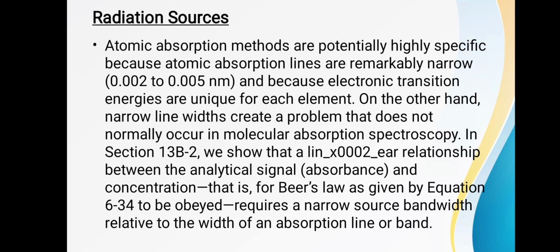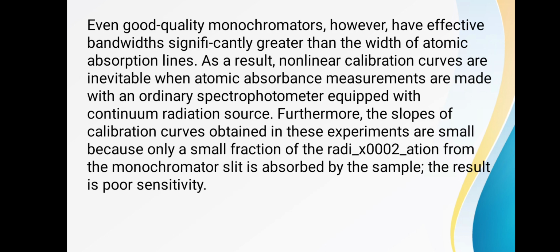In the section we show that a linear relationship between the analytical signal and concentration, that is Beer's law, as given by the equation, requires a narrow source bandwidth relative to the width of an absorption line or band. Even good quality monochromators, however, have effective bandwidths significantly greater than the width of atomic absorption lines. As a result, non-linear calibration curves are inevitable when atomic absorbance measurements are made with an ordinary spectrophotometer equipped with a continuum radiation source.